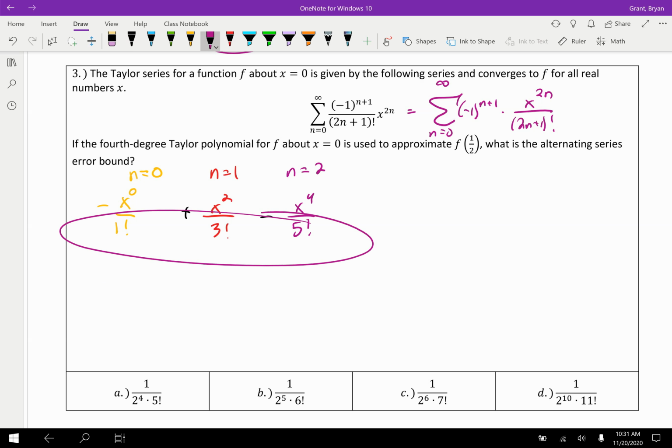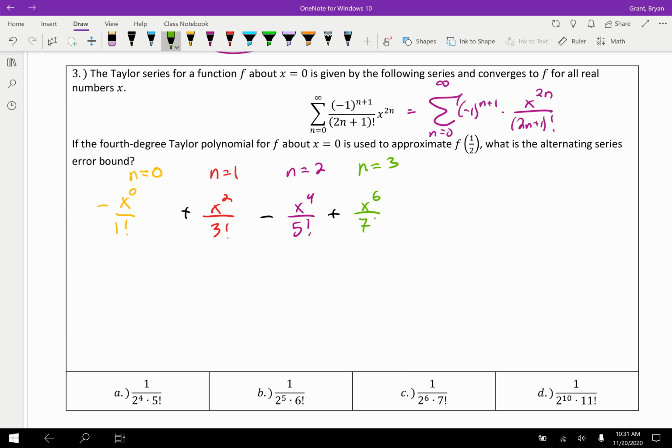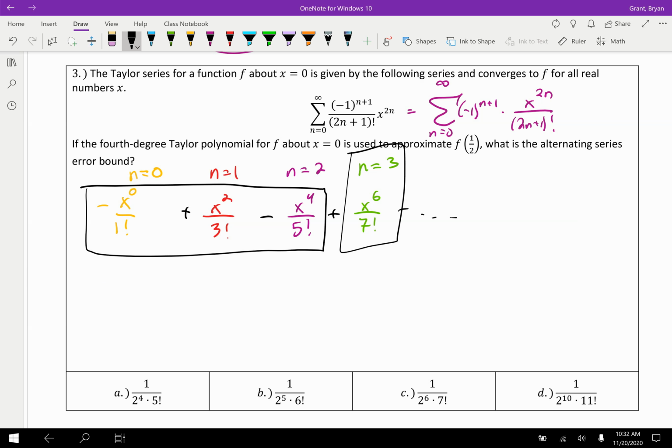Now I've got the pattern: 1, 3, 5, 0, 2, 4. So I know that my next one, if I wanted another one for when n is 3, is going to be x to the 6th over 7 factorial, right? There's always one difference between the power and the factorial, and so on, so forth. Great. Now, if a fourth degree Taylor polynomial is used to approximate f of 1/2, well, a fourth degree Taylor polynomial is actually just the first 3 terms. It's up through n equals 2. So what's the next neglected term here? The next neglected term is n equals 3.